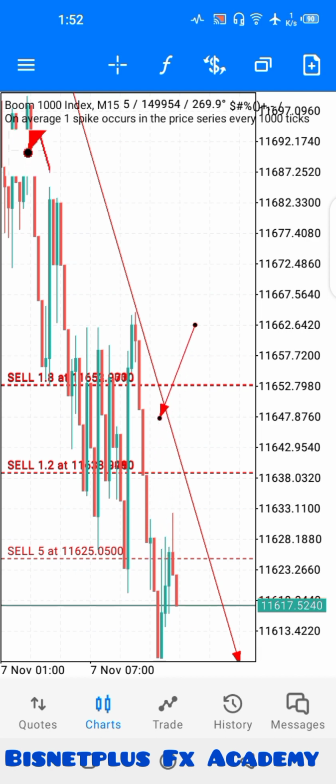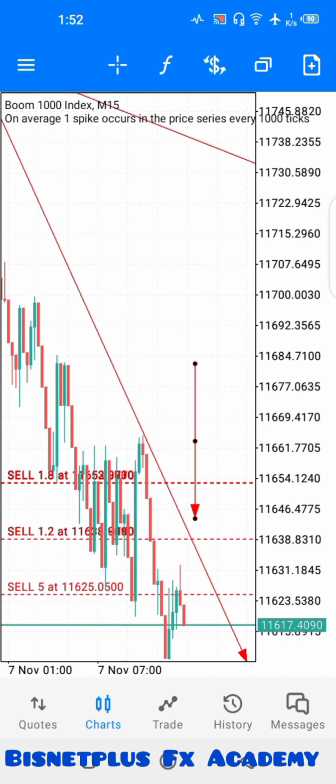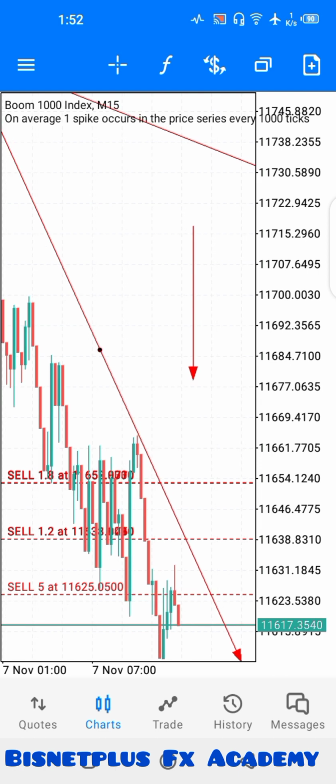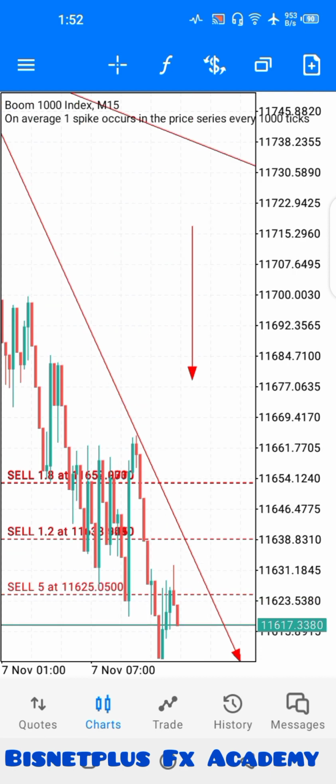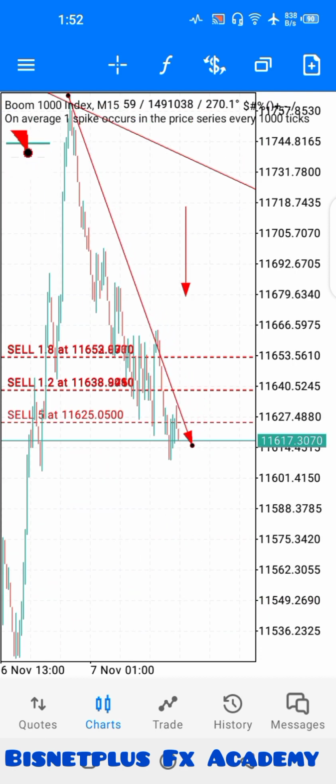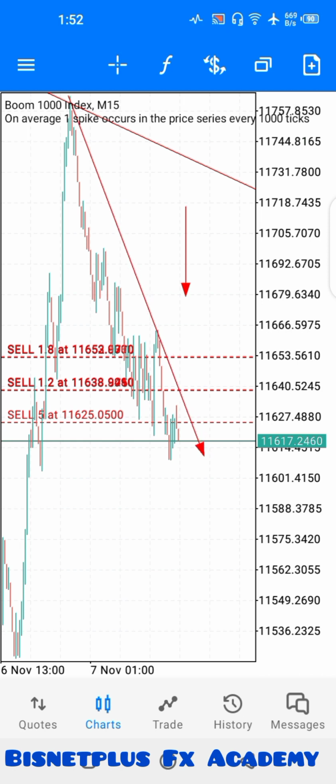So after retesting, you have a position. After retesting, you have another position, provided you have this trend going down like this. Provided it's a downtrend. Okay, so that's how we pick this signal from the chart.